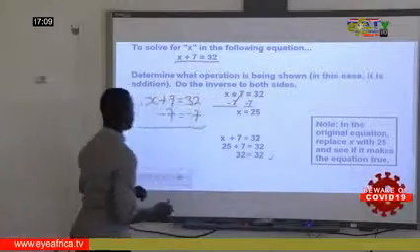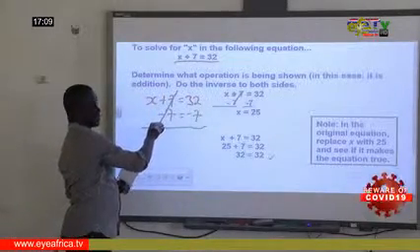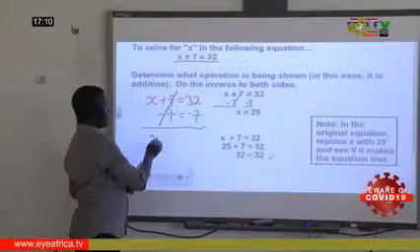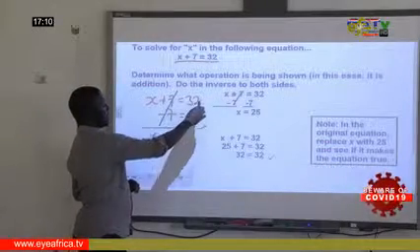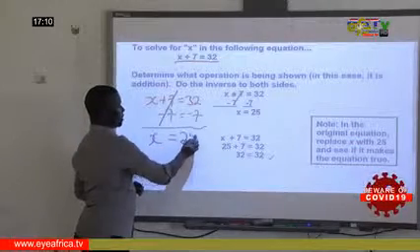And therefore, 7 will cancel out 7. 7 minus 7, we are left with only x here. And 32 minus 7 is 25.